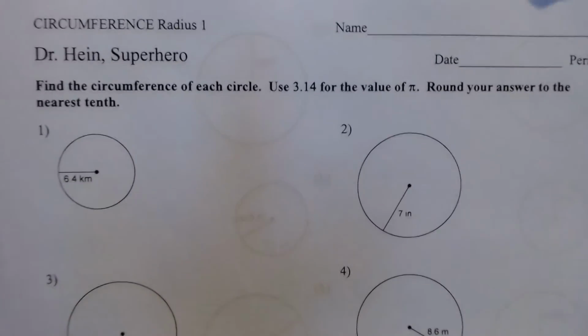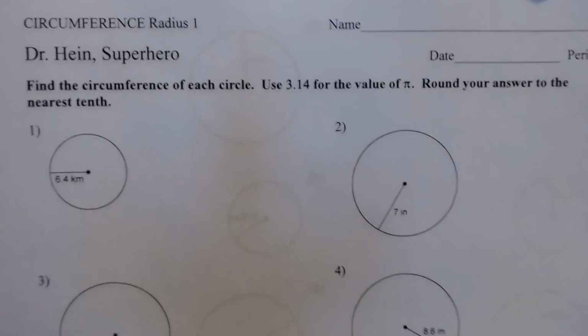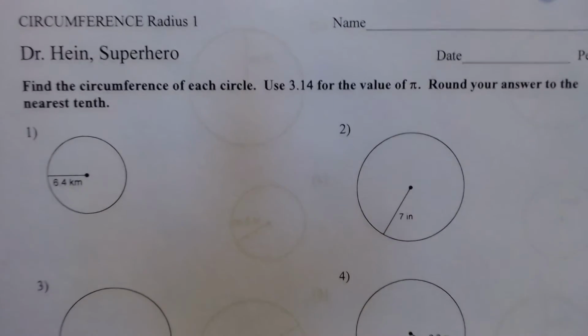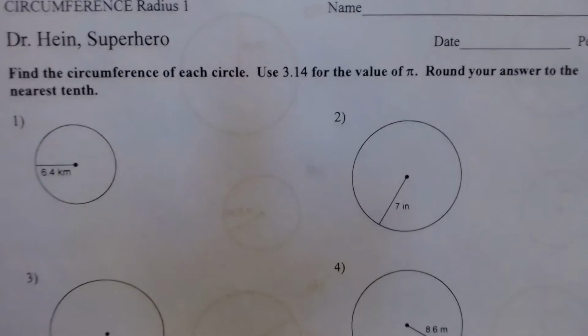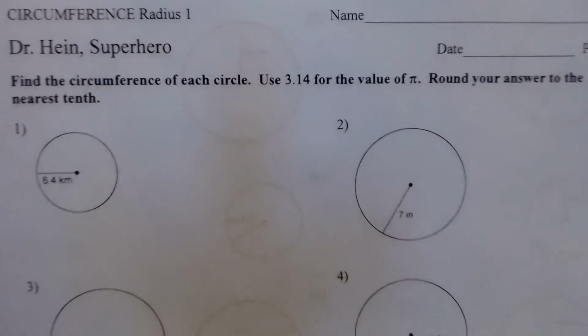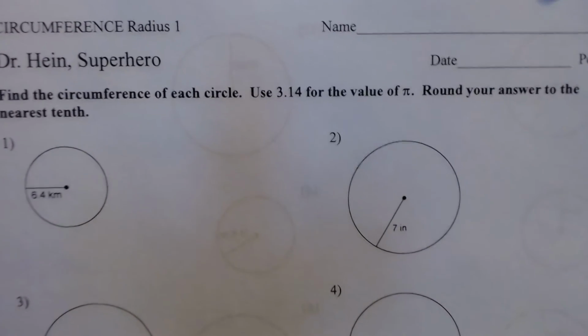Today we're asked to find the circumference of a circle given the radius and round to the nearest tenths. And so we have a question that has the radius of a circle. We'll go over the parts of the circle first.